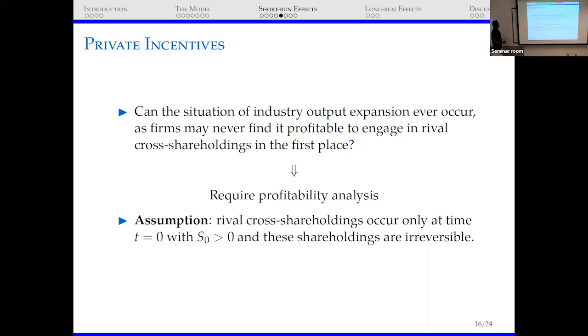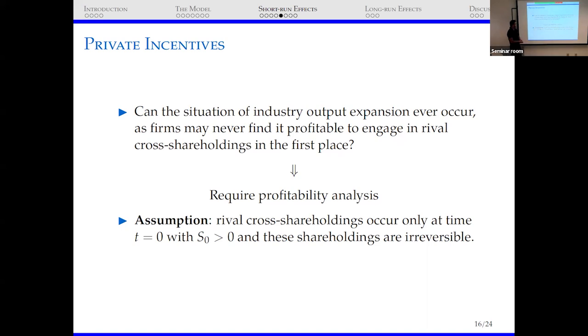So in terms of private incentives, can the situation of industry output expansion ever occur, as firms may never find it profitable to engage in rival cross ownership, cross shareholdings, in the first place? So we need to look at what happens in terms of profits. We need to do a profitability analysis and decide whether to go for cross ownership or not, depending on how much money I'm going to get. At the end of the day, for firms, what counts the most is how much profit they're going to make.